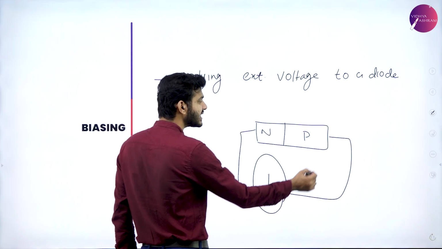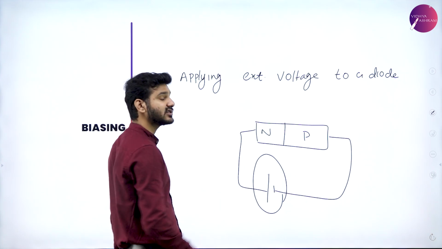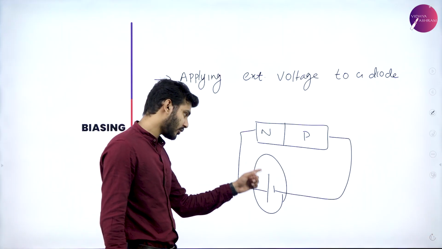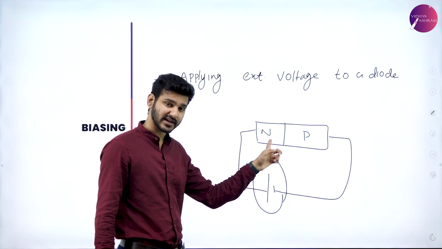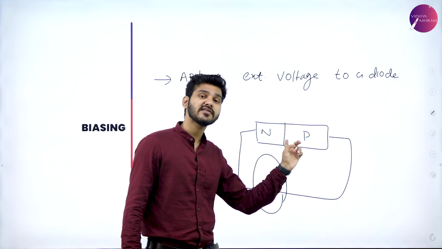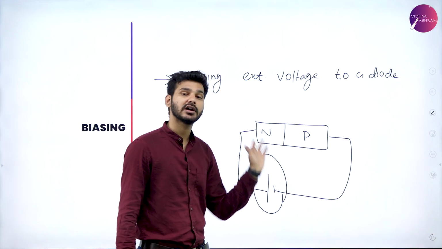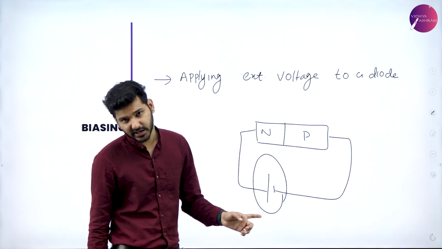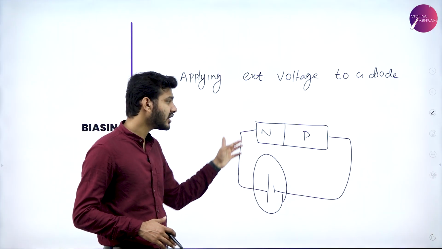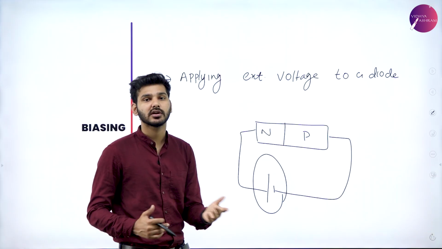If the positive end is connected to the positive end and the negative end is connected to the negative end, we say that is forward biasing. And if the positive end is connected to the negative end, and the negative end of the battery is connected to the positive end of the PN junction diode, then this arrangement is reverse biasing. So those are the two types of biasing. Biasing just means simply connecting an external voltage supply to a PN junction diode.